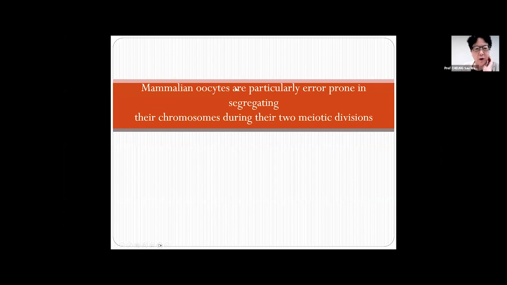So the mammalian oocytes are particularly error-prone in segregating their chromosomes during the 2 meiotic divisions. So this is why we need to study this: why we have the maternal meiosis error causing Down syndrome. That stimulated a lot of people to start studying the mammalian oocyte.